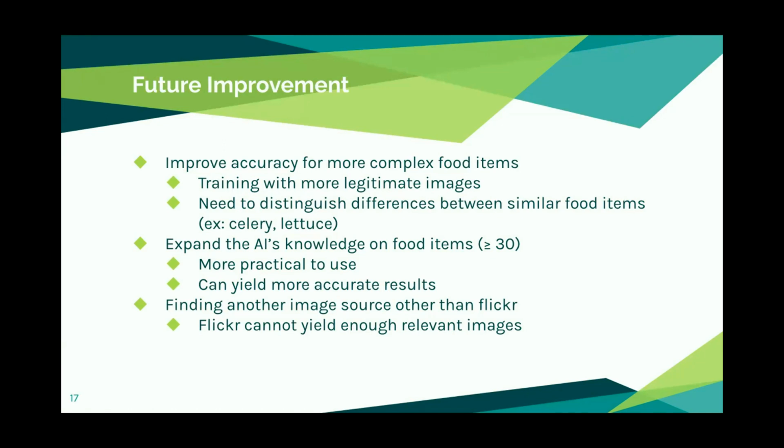And to fix this problem, the AI needs to be trained with more legitimate images, and it would be best to have a better source than Flickr. Once the AI can distinguish the subtle differences between similar foods, such as between celery and lettuce, that was a problem during the experiment, the limitation is sufficiently eliminated.